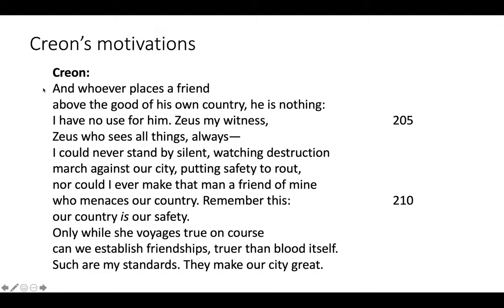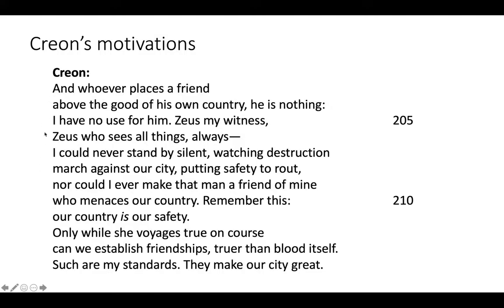Because he's choosing his country over other values. Okay, whoever places a friend above the good of his own country, he is nothing. I have no use for him. Zeus my witness, Zeus who sees all things always. I can never stand by silent, watching destruction march against our city, putting safety to rout, nor could I ever make that man a friend of mine who menaces our country. Remember this, our country is our safety. Only while she voyages true on course can we establish friendships truer than blood itself. Such are my standards. They make our city great.